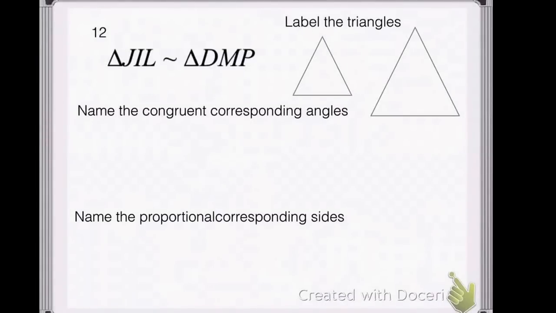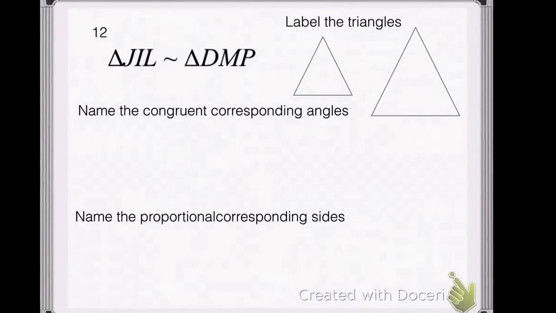On this one, I want you to do the whole problem by yourself. So be sure to start with labeling the triangles. It'll be a good idea to write stuff down on a piece of paper or a marker. Name the congruent corresponding angles. Name the proportional corresponding sides.